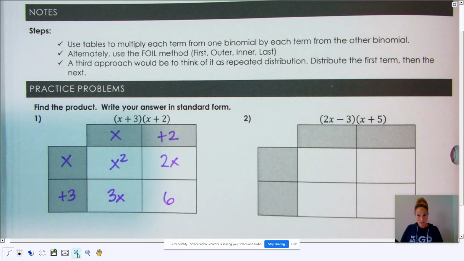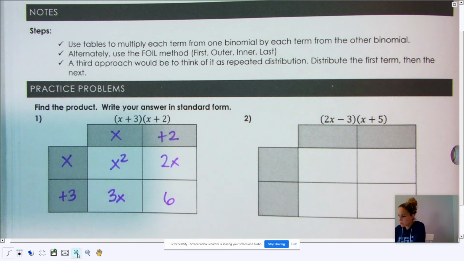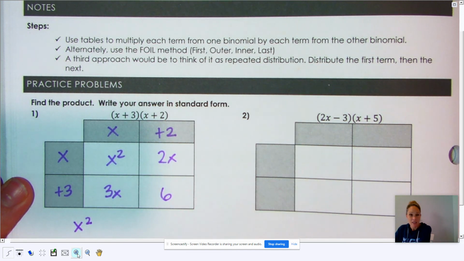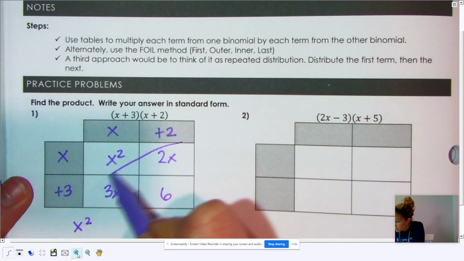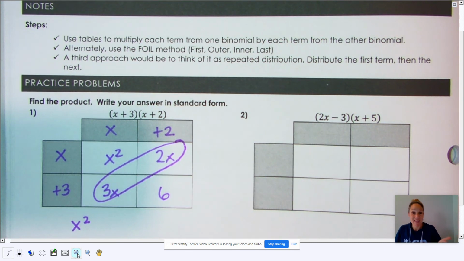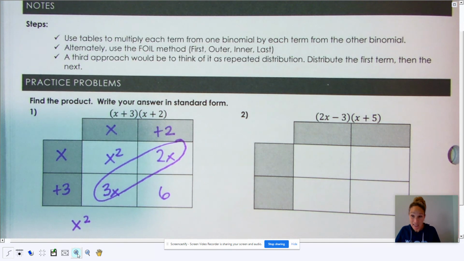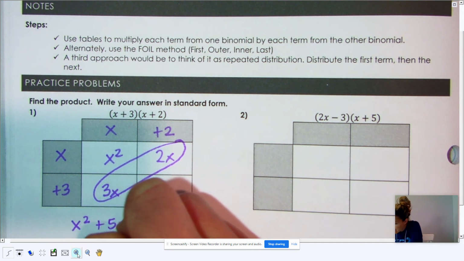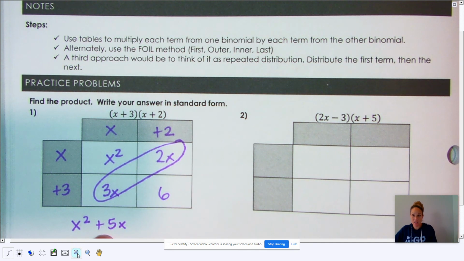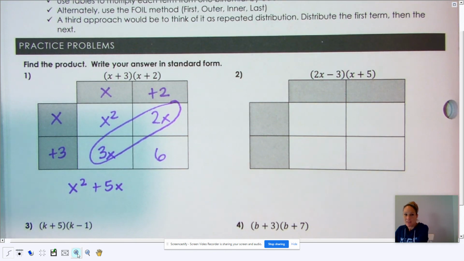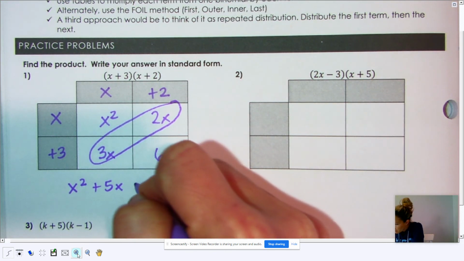Okay, then I'm going to look for like terms. I'm going to start with this x squared, and I'm just going to write that out front. Okay, then if we look here, these are the same, right? Well, they're not exactly the same, but they are like terms. They both have just a plain x. So if I have 3 x's and 2 x's, that gives me 5 x's. And we need to separate our answers here with pluses and minuses to show that they're different terms. And then at the very, very end, I just have that plus 6.